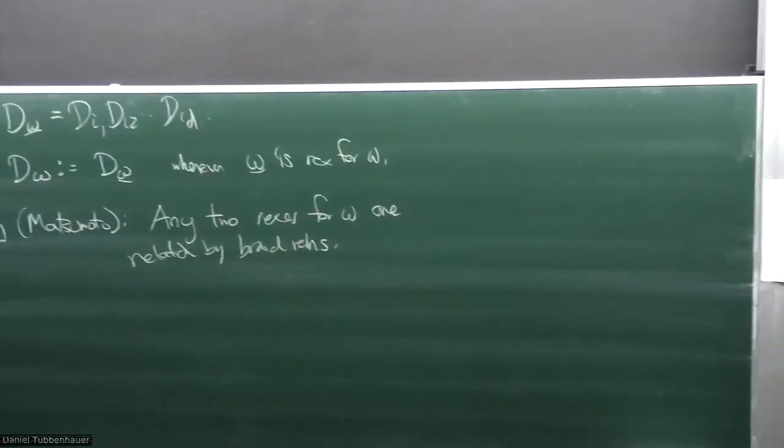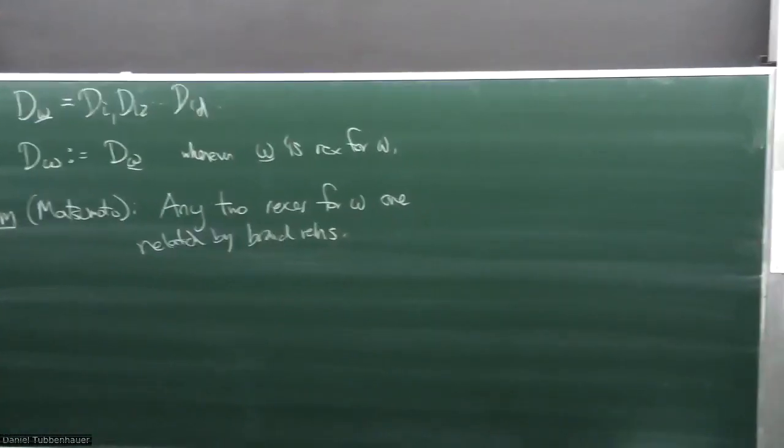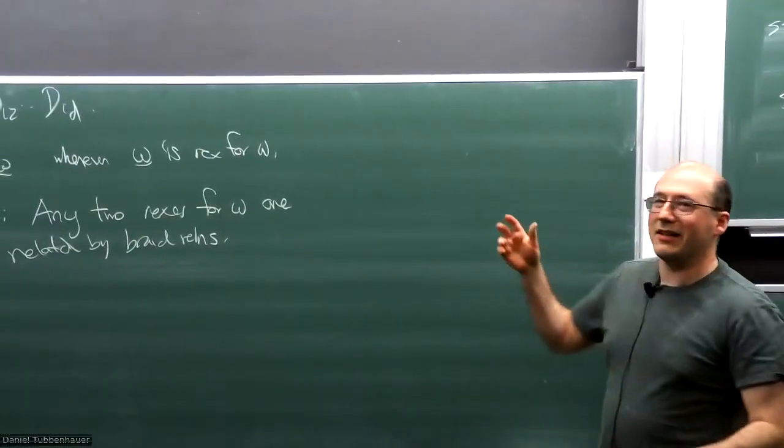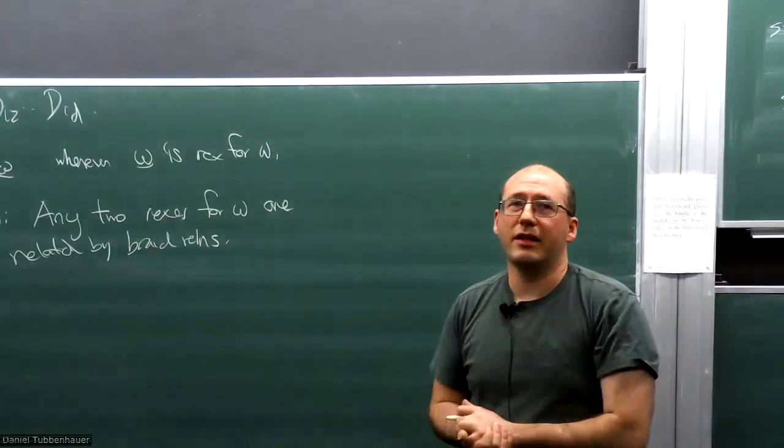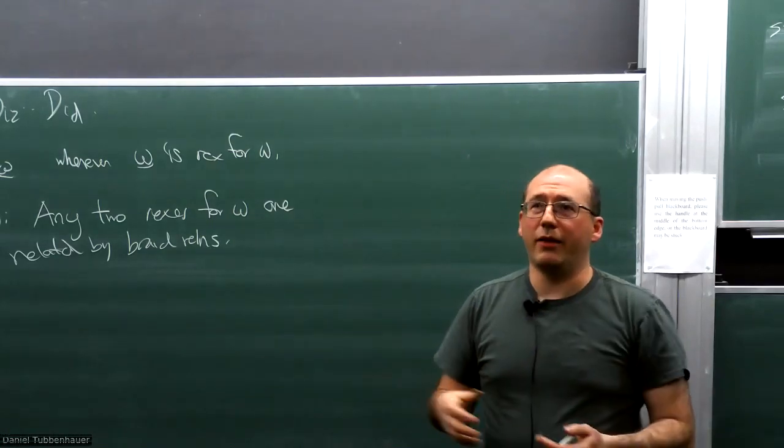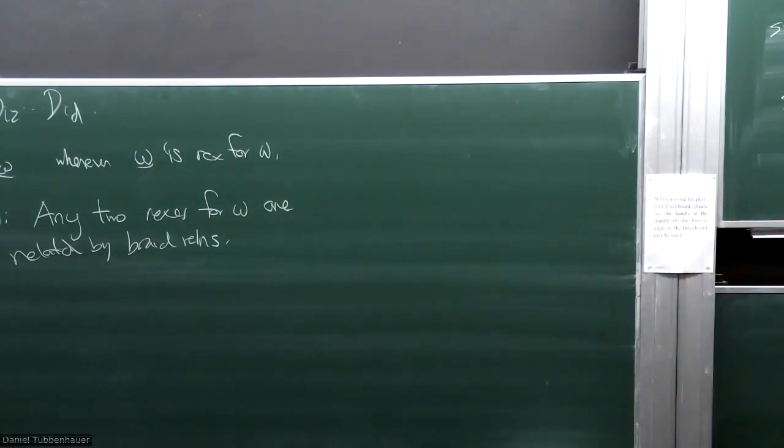Okay? So suppose that we have some non-reduced expression like s, s, t, s, t, t, s, t, in the symmetric group S3. How do we interpret that? What does that mean in our algebra?